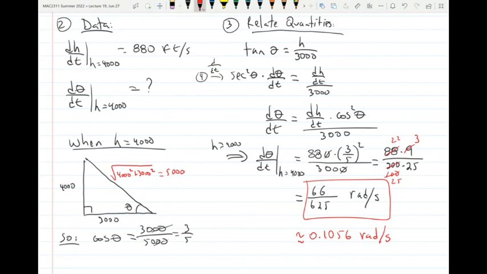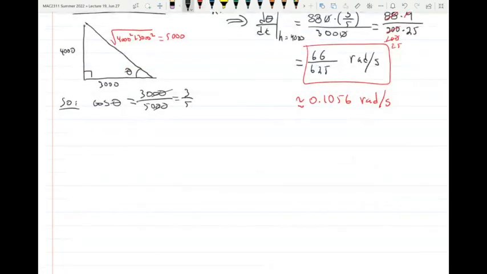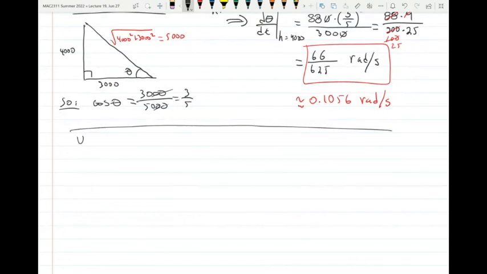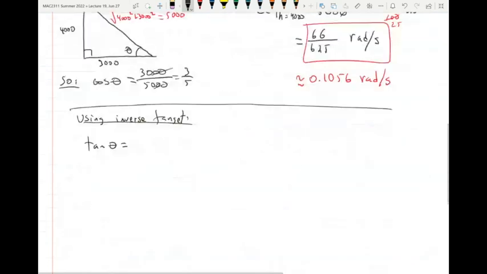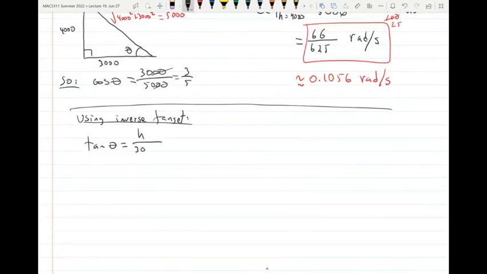Questions? Can you do it using inverse tangent? With inverse tangent. So using inverse tangent, so we are here. Tangent of theta was h over 3,000. So that means that theta is the inverse tangent of h over 3,000, right?